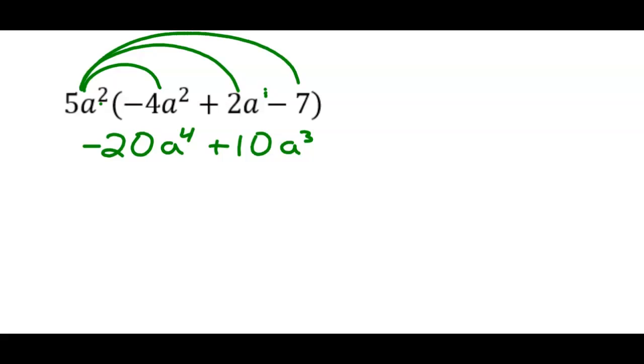5a squared times -7, I'm going to get -35 what? A squared. Perfect. Good? -35a squared. Okay? Make sure you're writing this down so that you can refer to which problem it looks like when you're doing your worksheet. So you can use your notes.